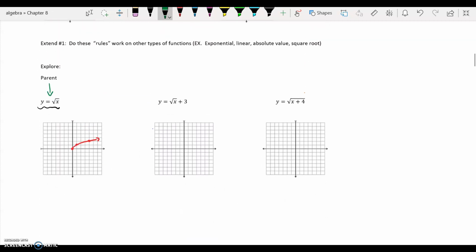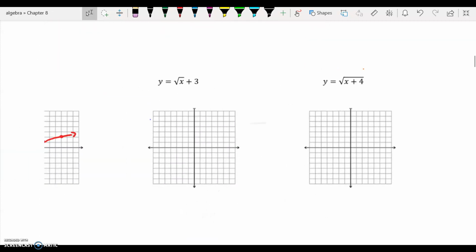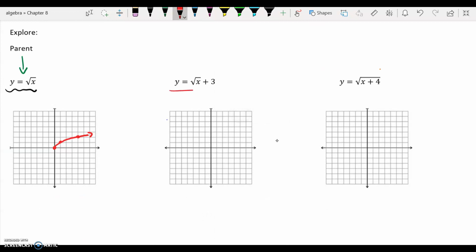So now, what do you think we're going to do with this? Think about what we've done so far. If it's on the outside, which direction is it going? In this case, it's going to go up 3. So I'm going to take every point that I plotted and move it up 3. So 0, 0 is going to go up 3. 1, 1 is going to go up 3. 4, 2 is going to go up 3. I plot those 3 points, graph it, and now I transform my parent graph. I moved it.